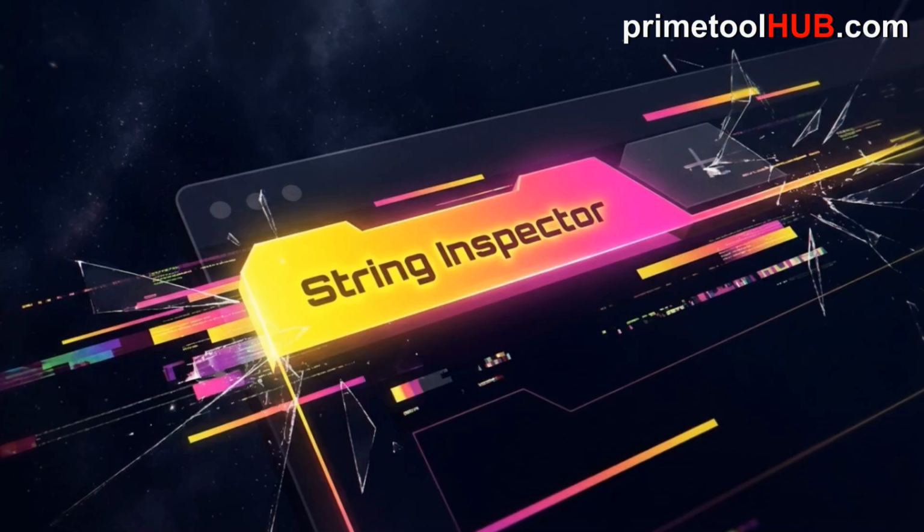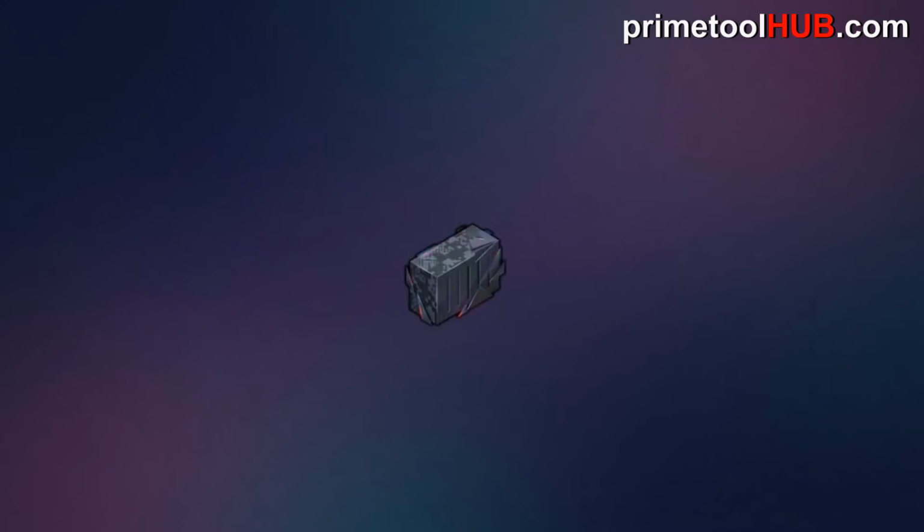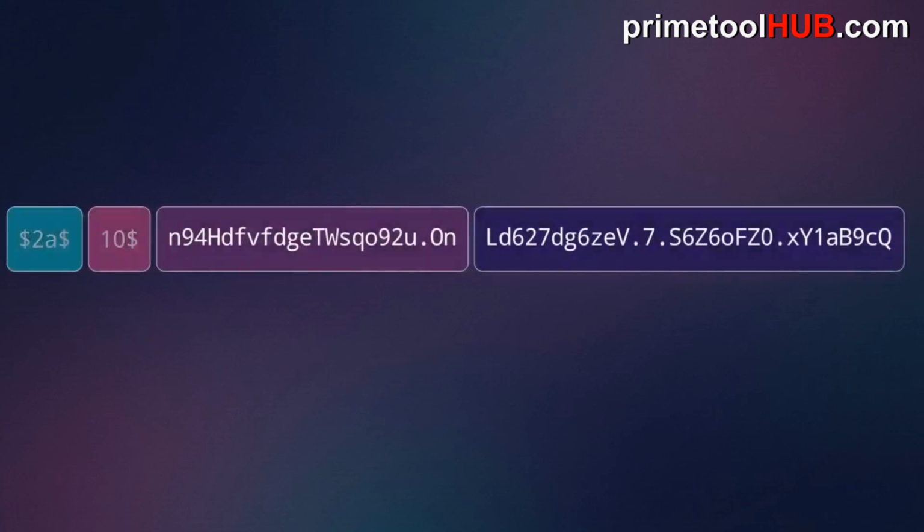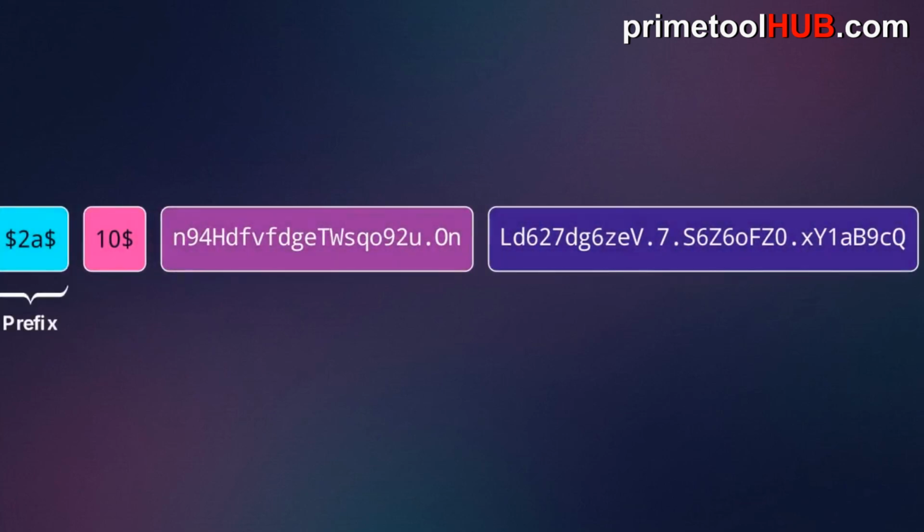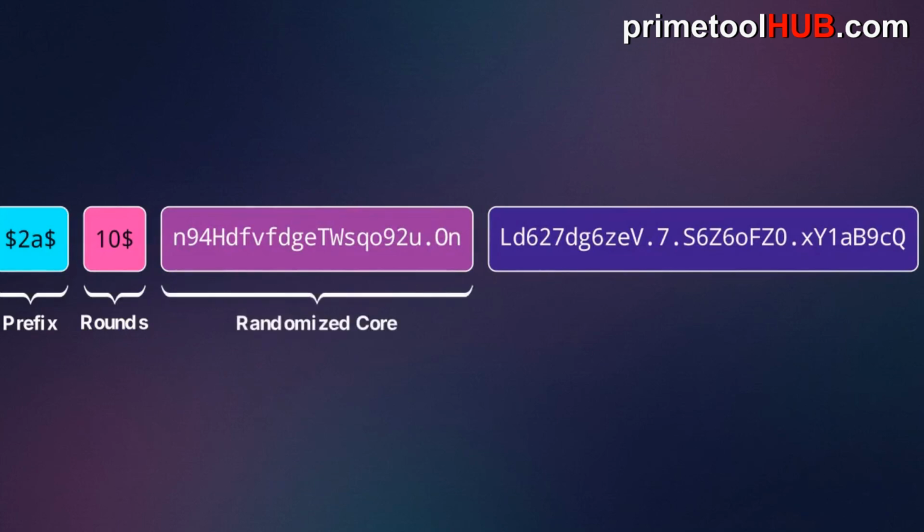For this, the Prime tool suite includes a live hash analyzer. This visual represents the analyzer breaking down a standard string into its readable components, isolating the algorithm version identifier, the cost factor, the 22-character salt, and finally, the resulting ciphertext.